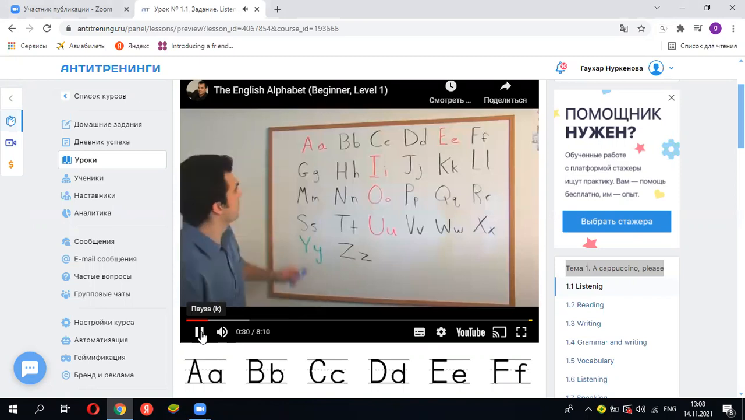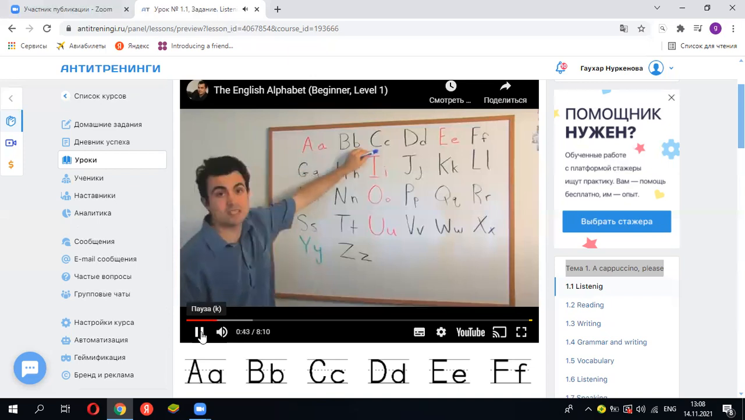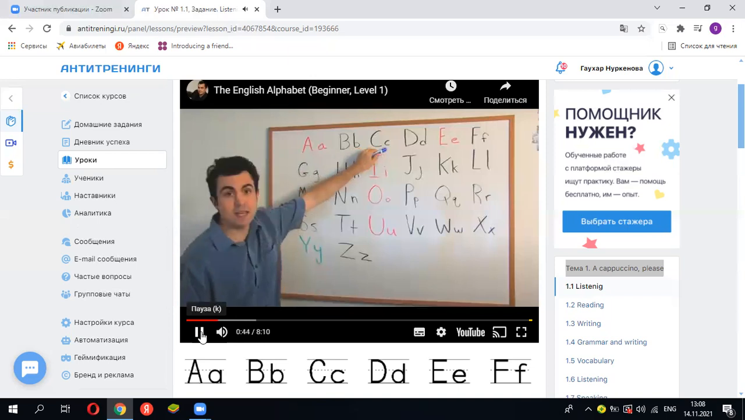For example, this is a capital A. This is a lowercase a. Capital B, lowercase b. Capital C, lowercase c.